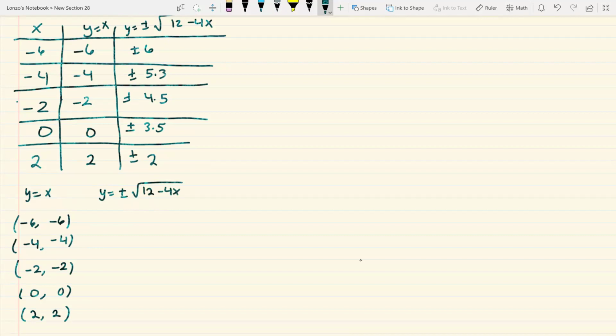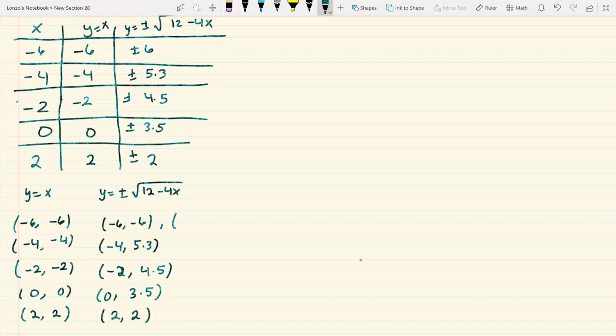And we have several coordinates for this one. So we have -6, -6; -4, 5.3; -2, 4.5; 0, 3.5; 2, 2; and you have -6, 6; -4, -5.3; -2, -4.5; 0, -3.5; 2, -2. Okay, so now we can start graphing.